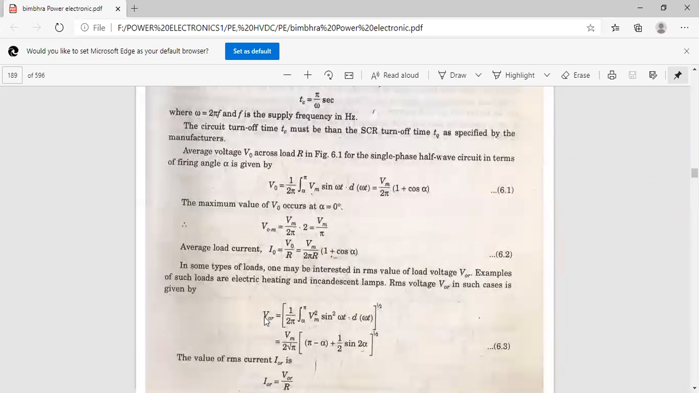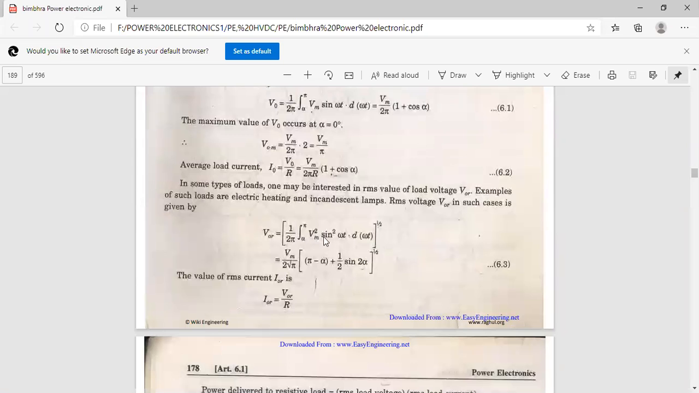For RMS voltage, we will take the squares on both sides. If the square comes to this side, it will become the square of Vm sin omega t, that is Vm square sin square omega t. I have derived this formula and I have shared the derivation with you also. If you simplify this, you will get this formula. This is the formula for average voltage.